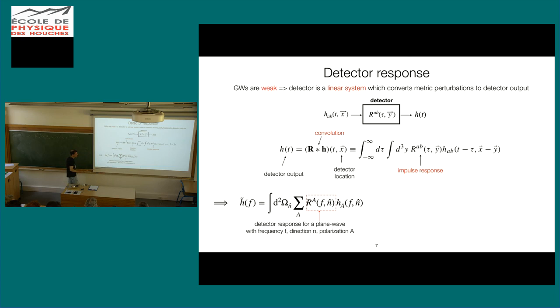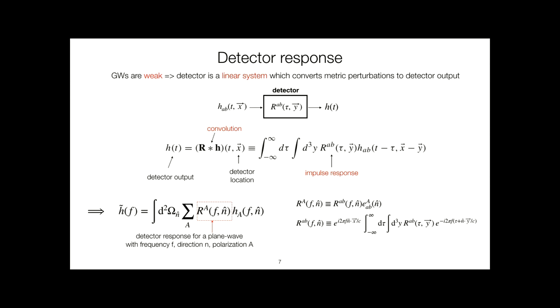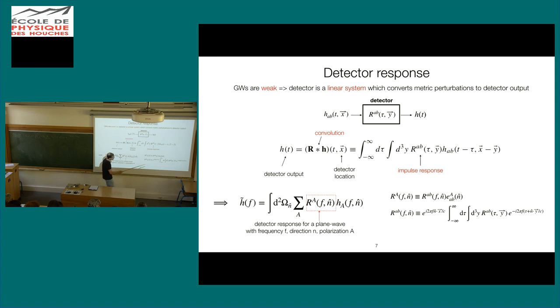Okay, now the relationship between RA and this RAB is as follows. What we first do is we take RAB of tau and y, and we do a Fourier transform both on the tau argument and the y argument, okay? And then we multiply it by a phase factor here, which contains information about the location of the detector. Given this, which is just effectively the Fourier transform of this, we then contract it with the polarization tensor to get our RA here, okay? So this is the relationship that we want to use, and maybe I'll write it down somewhere for later use.